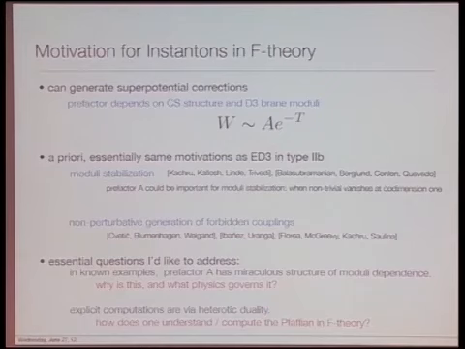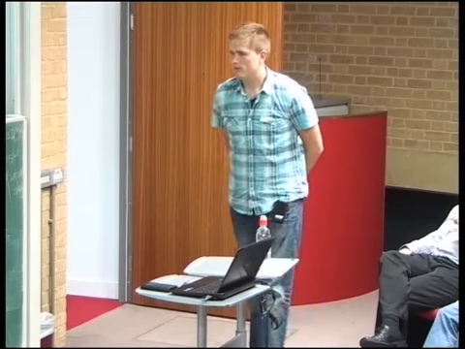So the essential questions that I would like to address is, in the known examples, this prefactor A has some sort of miraculous structure that you will see explicitly, and whenever we see something that turns out to look very nice in a computation, we might ask, why is this happening and what is the physics that governs it? So that's one of the things I'll focus on in a couple of examples.